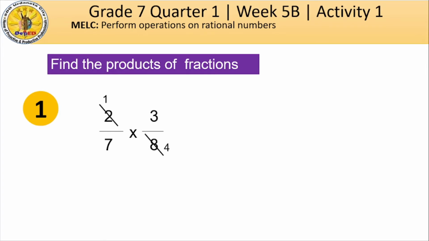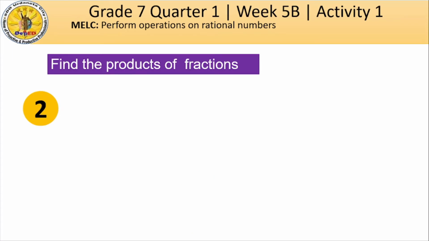Afterwards, pwede na nating sundin ang ating rules in multiplying fractions. So, let us rewrite the fractions. We will be having 1/7 times 3/4. So, 1 times 3, that gives us 3. And 7 times 4 is equal to 28. Therefore, 2/7 multiplied to 3/8 is equal to 3/28.